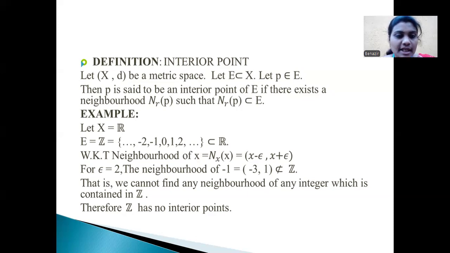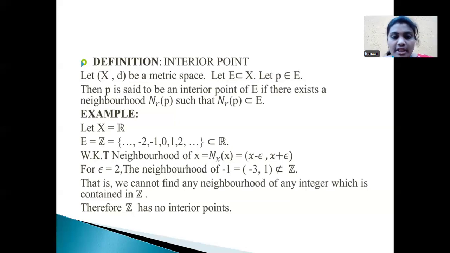For example, let X is equal to R and E is equal to Z, the set of all integers, which is a subset of R. We know that the neighborhood of x is N_epsilon(x) is equal to (x minus epsilon, x plus epsilon). Here, for epsilon is equal to 2, the neighborhood of minus 1 becomes (minus 3, 1), which is not in Z, which is not a subset of Z.